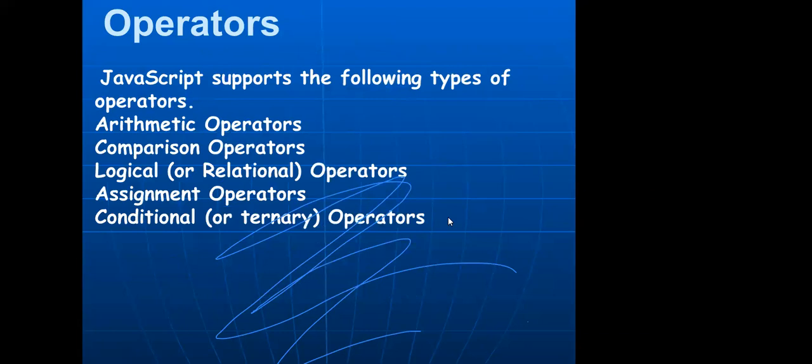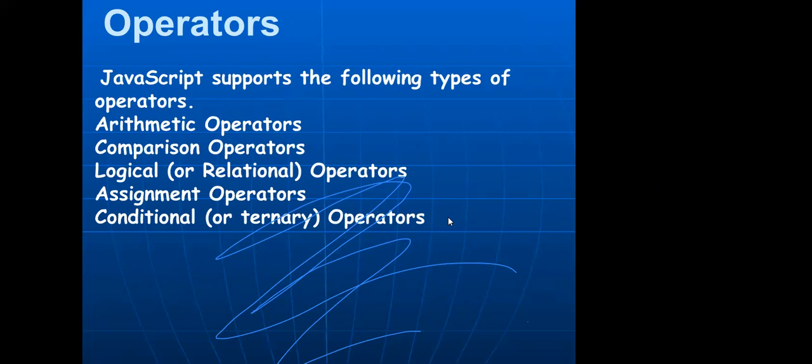So I had started executing one program which was using operators. So what are the types of operators? Arithmetic operators, comparison operators, logical or relational operators, assignment operators, conditional or ternary operators. So have any of you ever used an assignment operator?